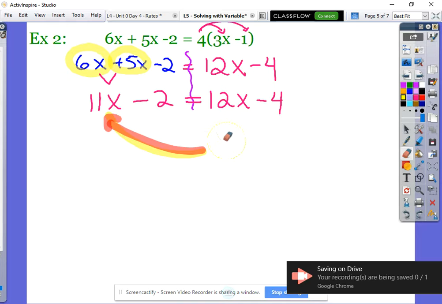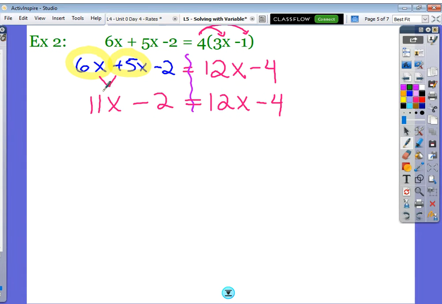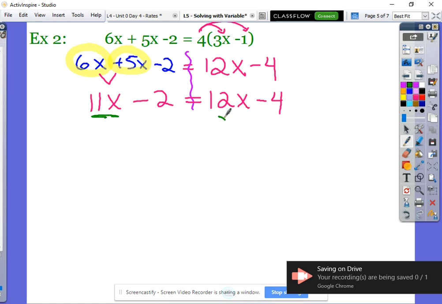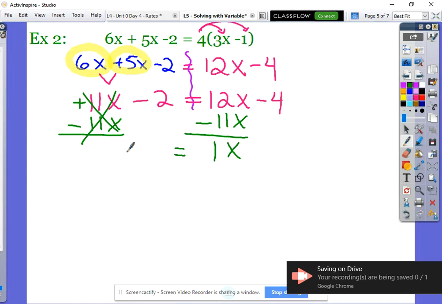Okay, so let's kind of rethink that. My tendency is to bring the smaller one to the bigger one. So the 11x is smaller than the 12x, so I usually bring the smaller one to the bigger one. I'm going to go ahead and subtract 11x from both sides. That's a positive 11, so the opposite of plus 11 is minus. So that cancels each other out. Here, that gives me a positive 1x. And I'm still equal to negative 2, and there's still a negative 4.